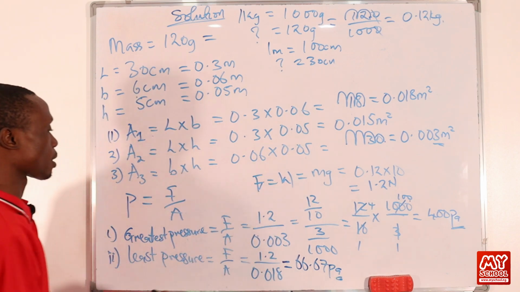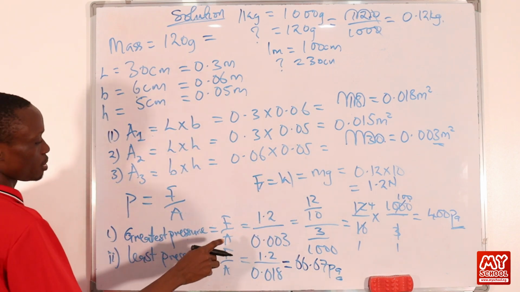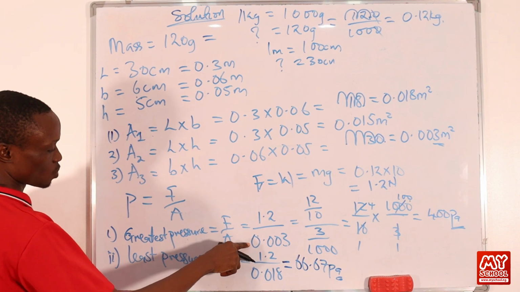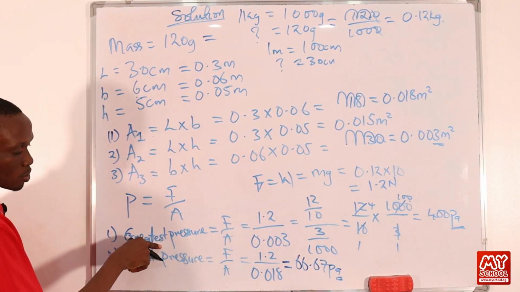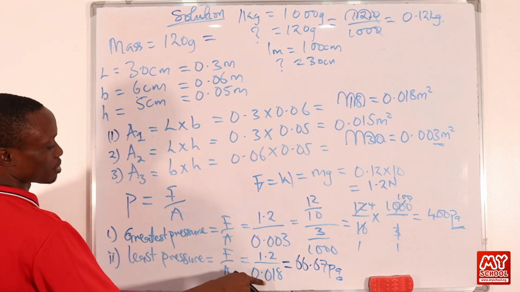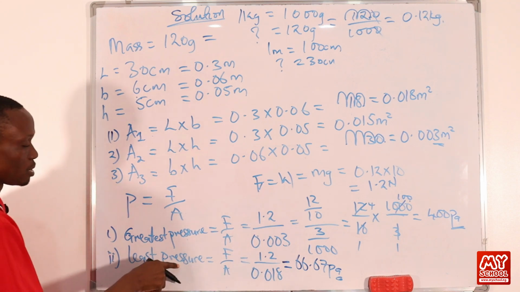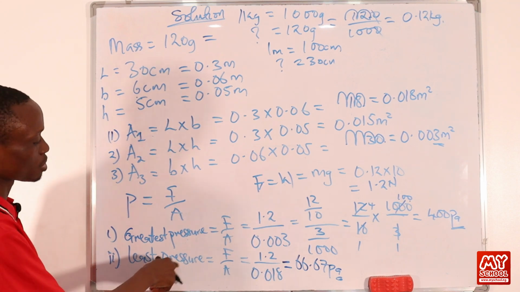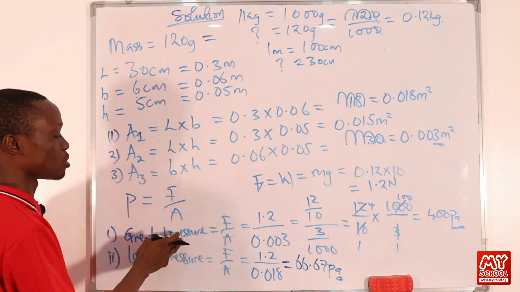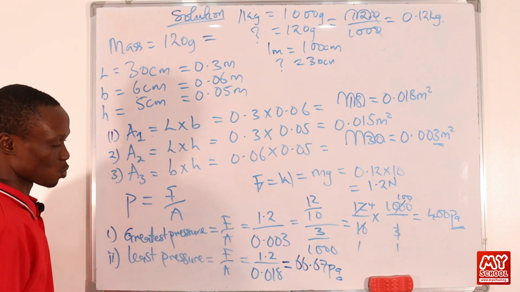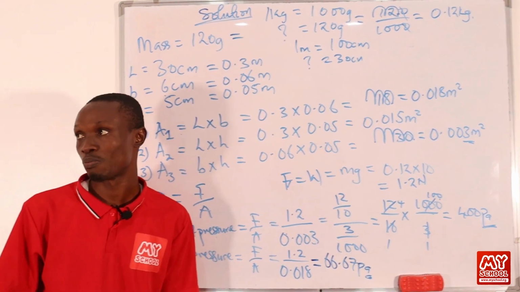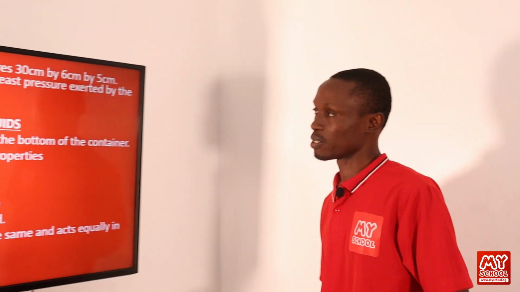From the calculation, you can see that when the area is smallest, we obtain the greatest pressure, and when the area is largest, we obtain the least pressure. This tells us that pressure is inversely proportional to area. So let's return to the screen to continue with our lesson.